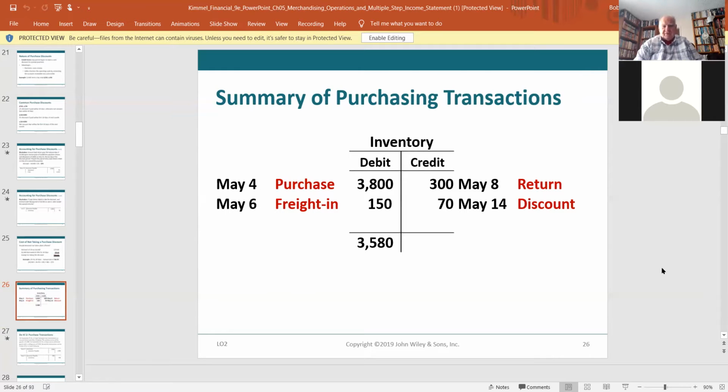And here we go. We're looking at the summary of purchasing transactions. We debited inventory originally for $3,800. We had the return for $300 that brought the balance down to $3,500. We had freight in under the perpetual system that gets added to the inventory. And then we took the discount to pay off the $3,430, leaving us with the balance of just $150.